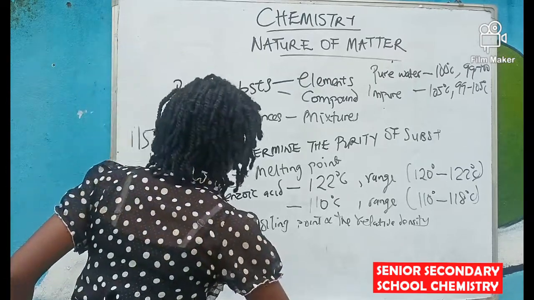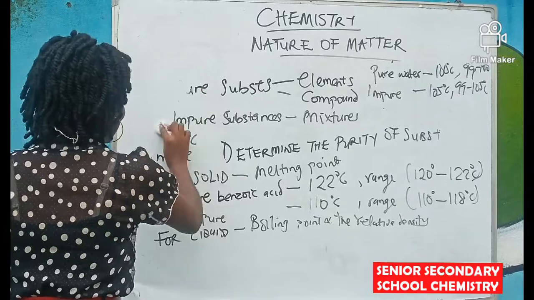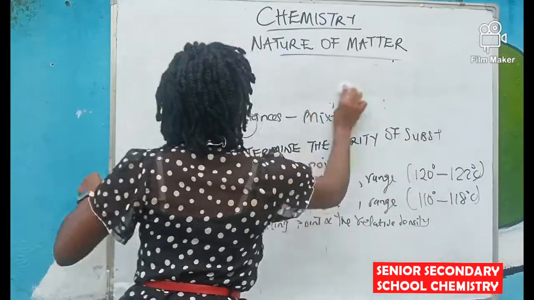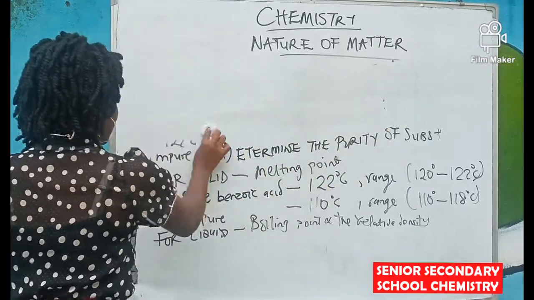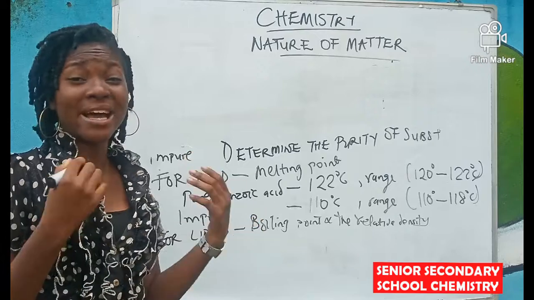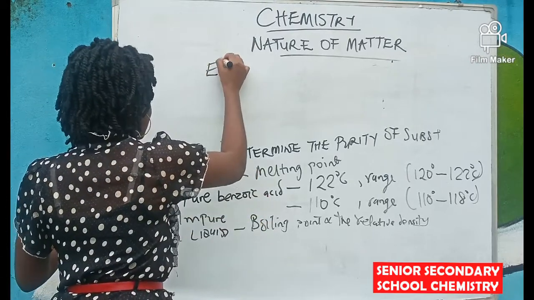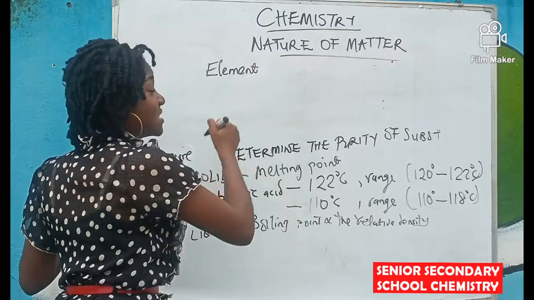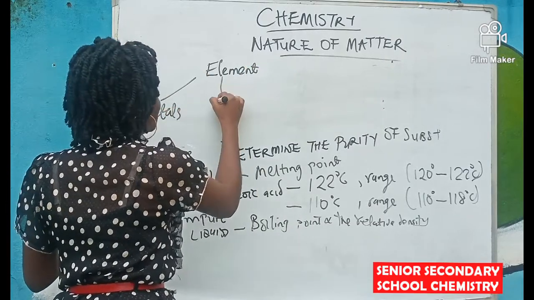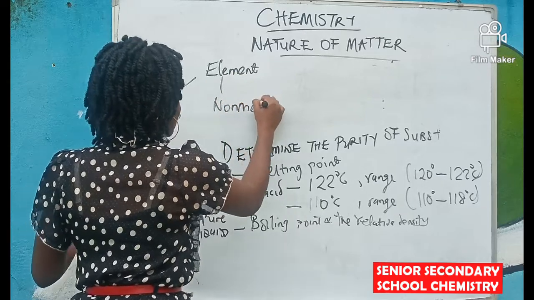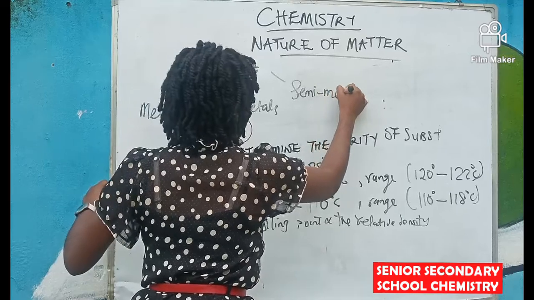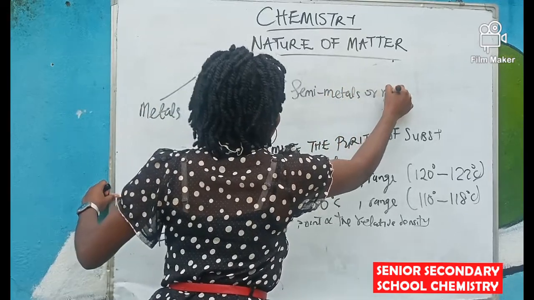So we're going to dive into the main topic of today, which is elements. An element is a substance which cannot be split into simpler substances by any physical process. Elements are divided into three: metals, non-metals, and semi-metals or metalloids.